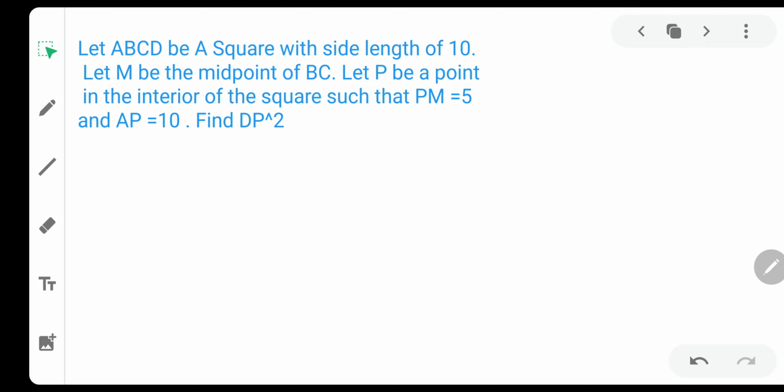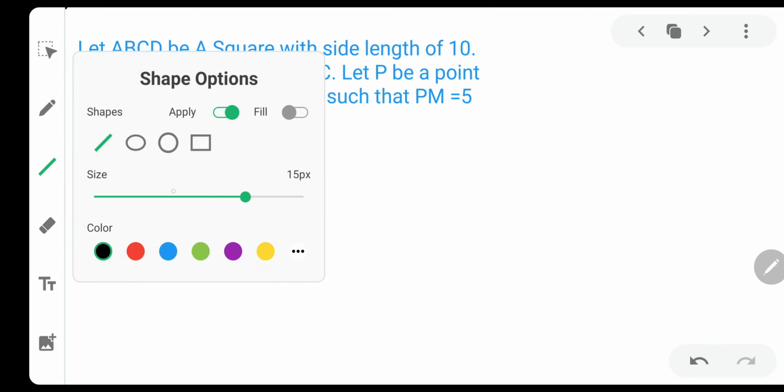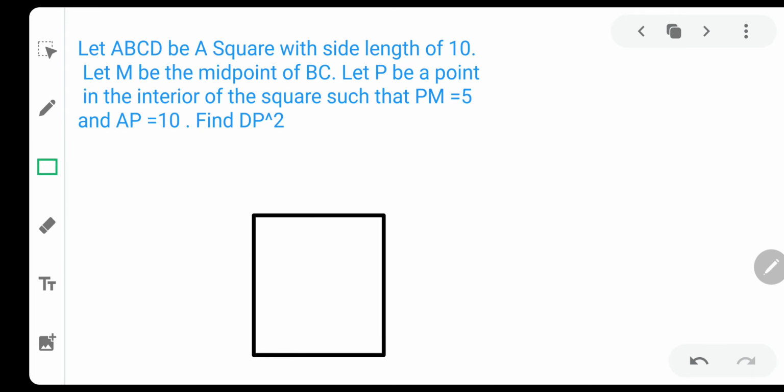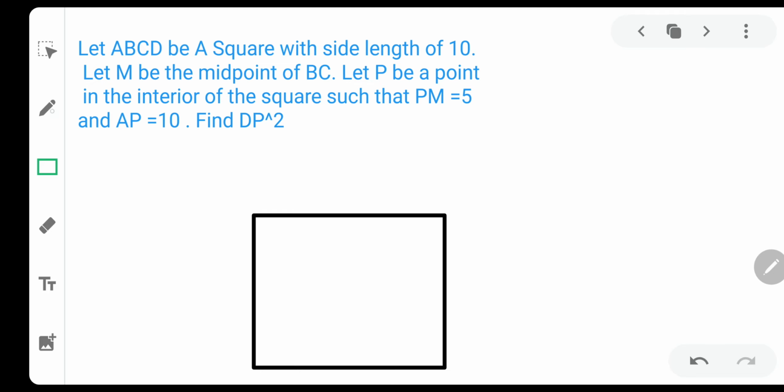Now today the puzzle is: let ABCD be a square with side of length 10. So let us first draw a square. So you can see this is your square, and the side length is 10. Let this be ABCD. Now M is the midpoint of BC, so this is the midpoint of BC, which is M.